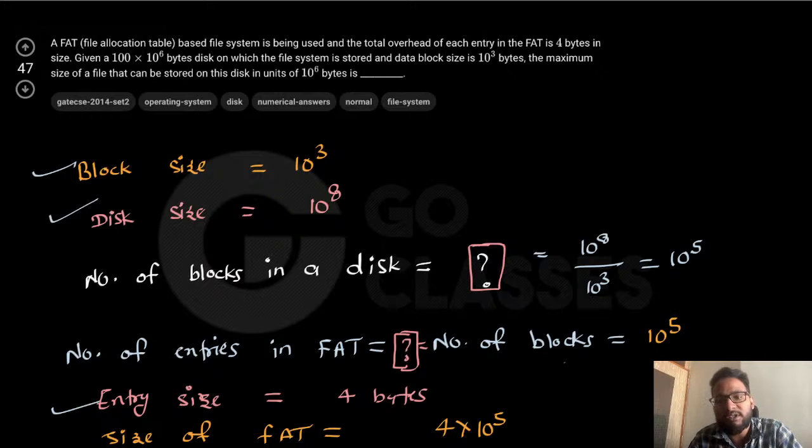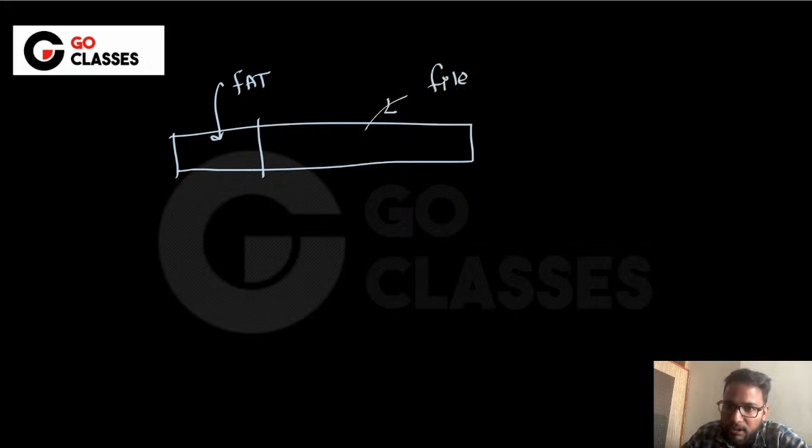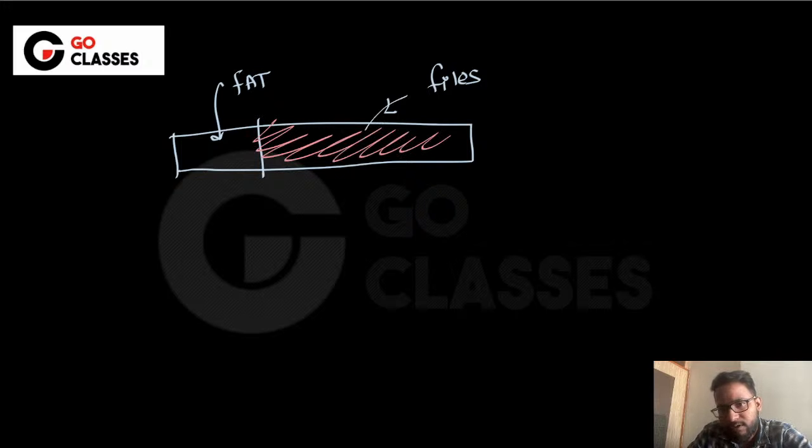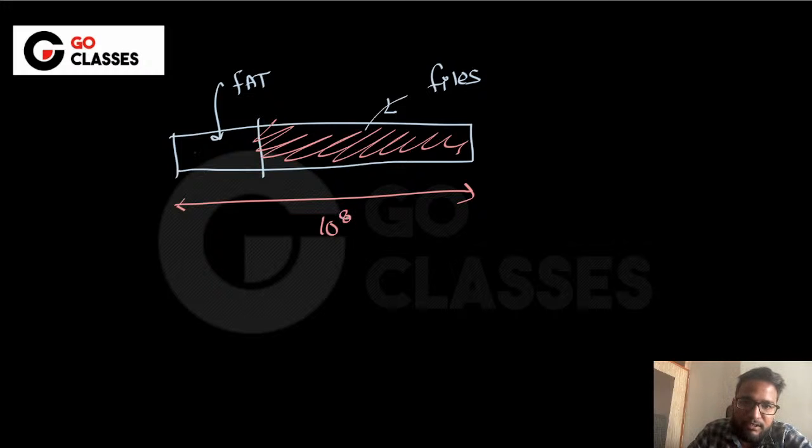And what is the size of disk? It is 10^8, right? Now see, in the disk, at least you need to store the FAT table, and this is just metadata. I mean, this is some extra data that you are storing. Apart from this FAT table, you need to store the files, maybe multiple files, maybe just one file, it depends on you. Now they are saying what is the space left for the file. The total disk size given to us is 10^8, and what we have just calculated is 4 into 10^5.